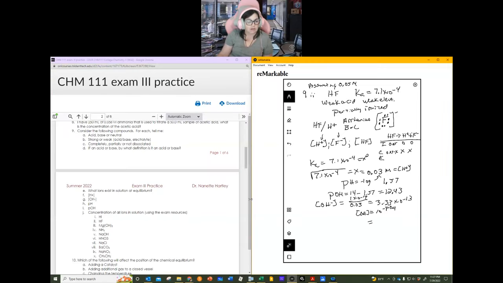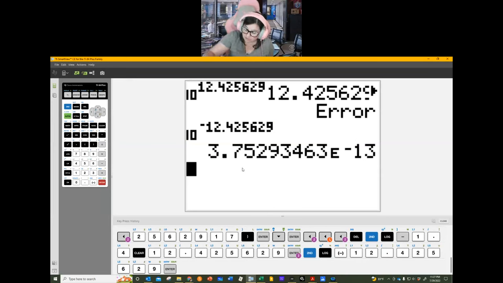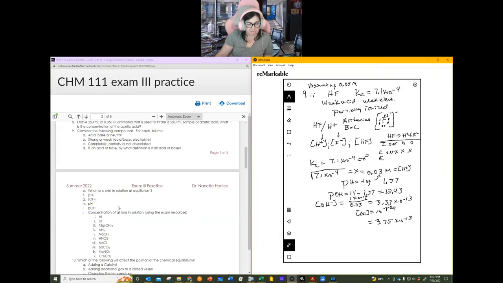Now, I found my OH minus, and I think that yes, 3.75 times 10 to the minus 13th. Okay. Is that everything? Oh, that's almost everything. I also want to know what the concentration of HF that's left is. And of course, the concentration of HF that's left is that 0.05 minus the X, which is the 0.03, which leaves me with 0.02.